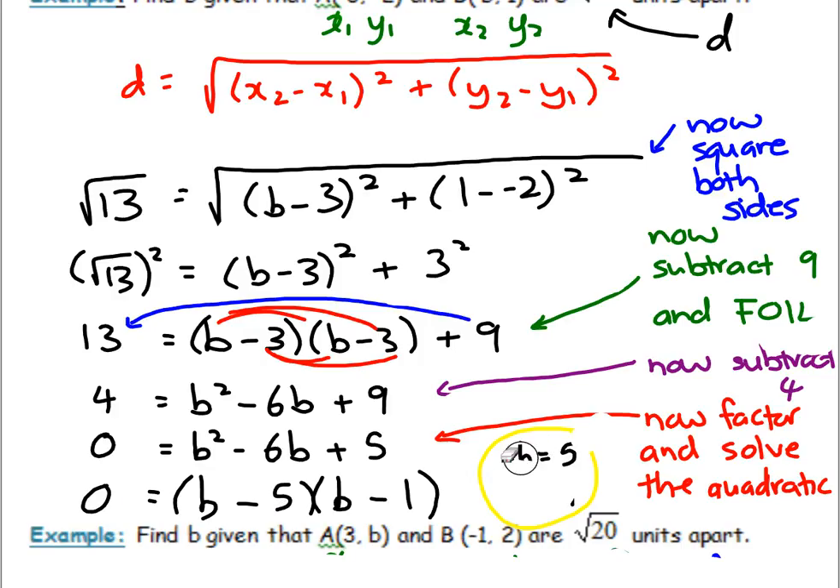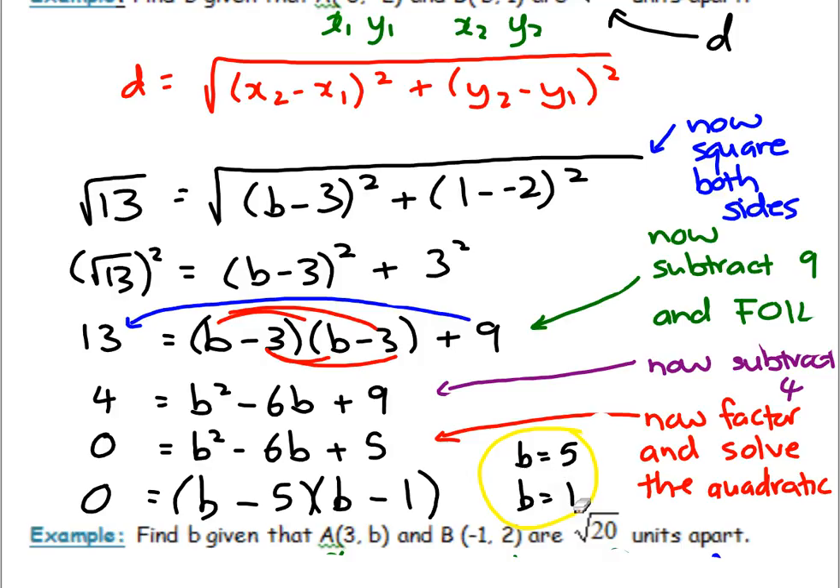Because positive 5 minus 5 is 0. And then if b minus 1 is equal to 0, what must b be equal to? It must be equal to positive 1, because 1 minus 1 is 0. So there's your two answers. So there's two possible answers for b. You can have b equals 5 and b equals 1.